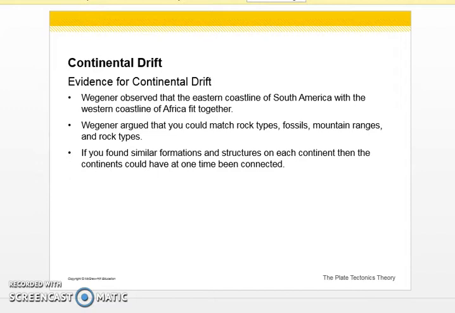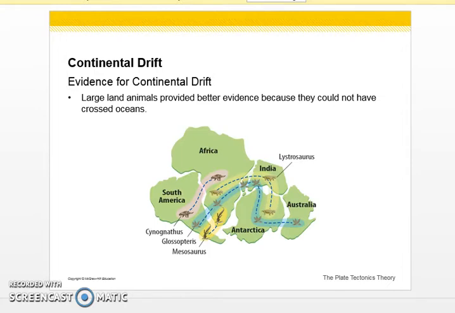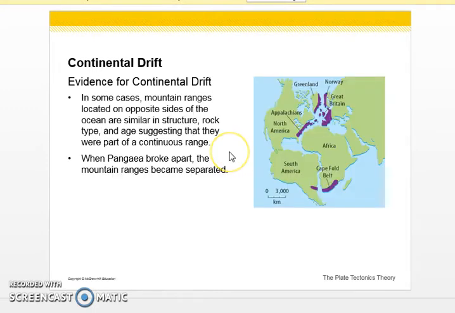So talking about continental drift for a minute. Large land animals provide better evidence because they could not have crossed oceans. For example, they're not whales, they're not amphibious. They need land in order to move. So how did it get from South America to Africa? In some cases, mountain ranges located on opposite sides of the ocean are similar in structure, rock type, and age, suggesting that they were part of a continuous range. When Pangaea broke apart, the mountain ranges became separated.